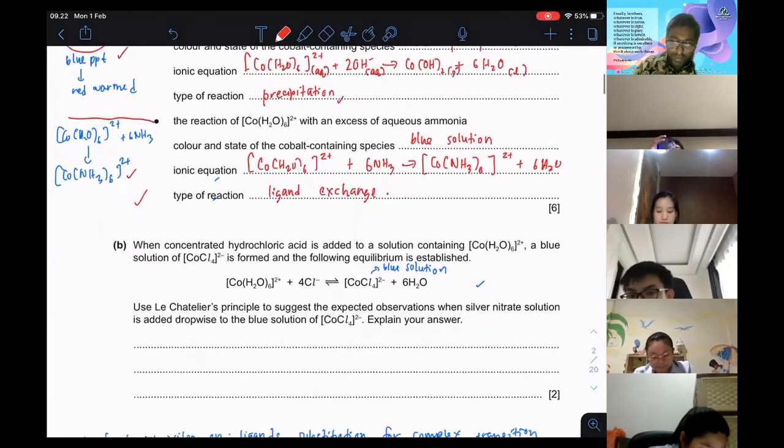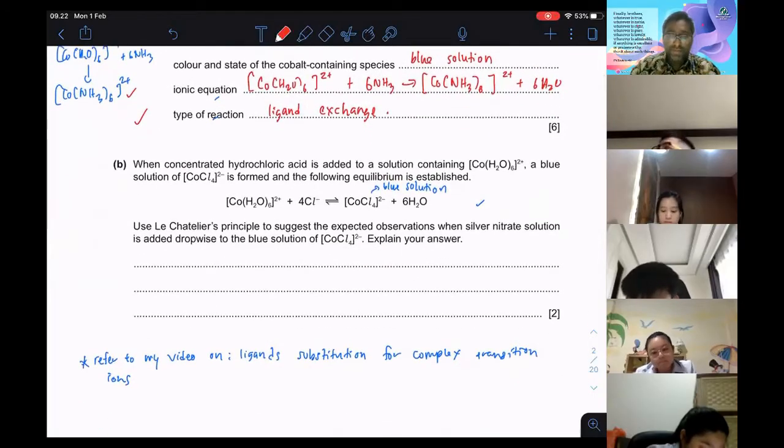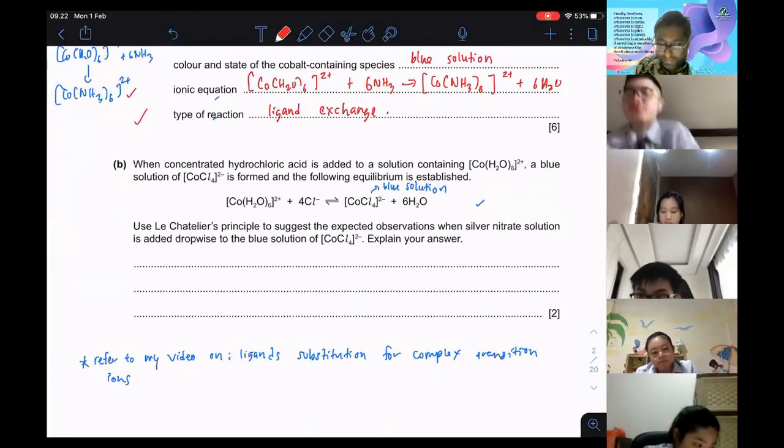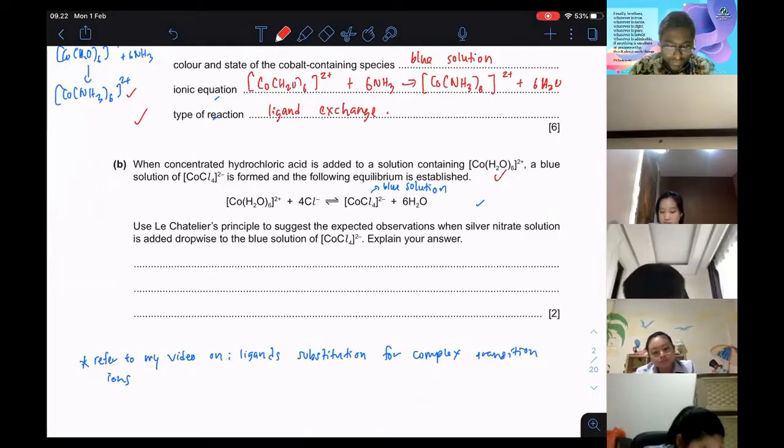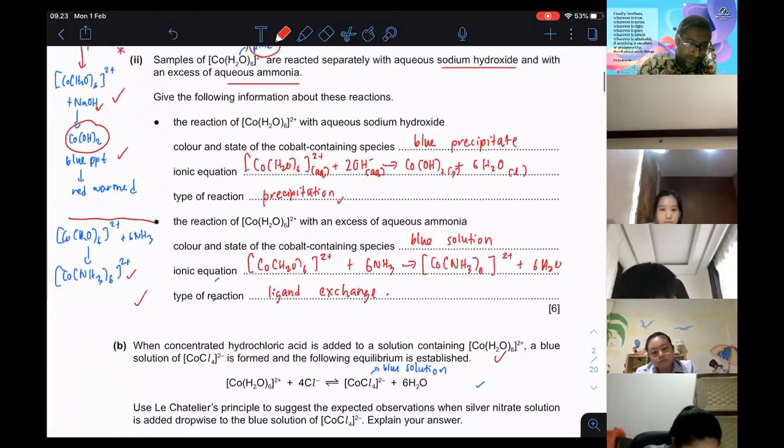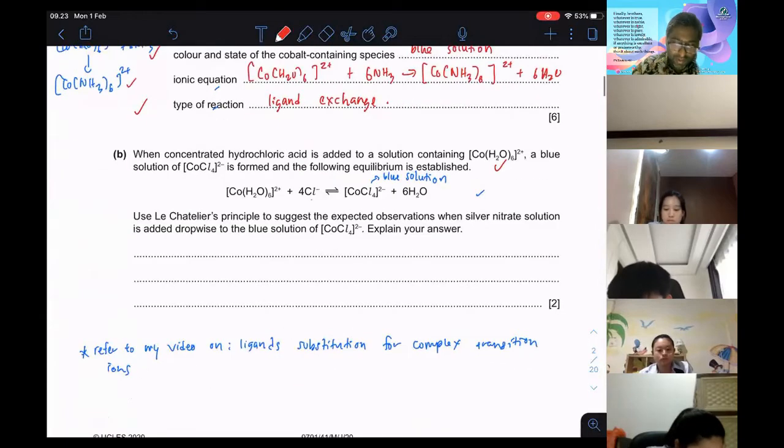Okay. Done. Now, furthermore, related to cobalt, when concentrated hydrochloric acid is added to a solution of cobalt, a blue solution is formed, and the following equilibrium is going to be established. So you see here, when you are adding sodium hydroxide, you are going to get a blue precipitate. When you are adding ammonia, you are going to get a blue solution. When you are adding hydrochloric acid, you are going to get a blue solution. So please remember all this.